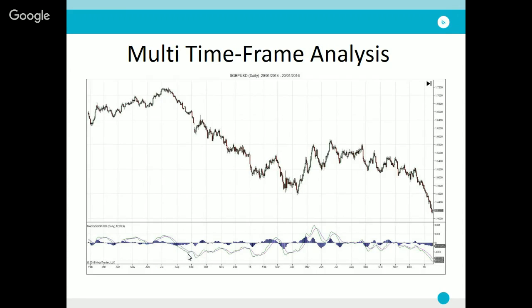So you can see down here we have the green and the purple line. So the MACD is the green line. And whenever the green line is below this center line, the market is indicated as being bearish. And whenever the MACD is above the center line, the market is indicated as being bullish.